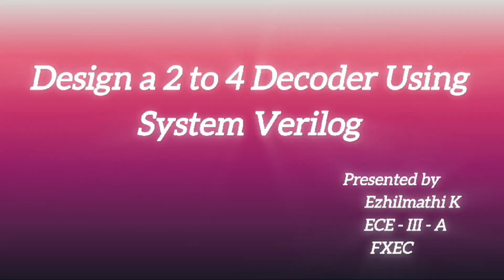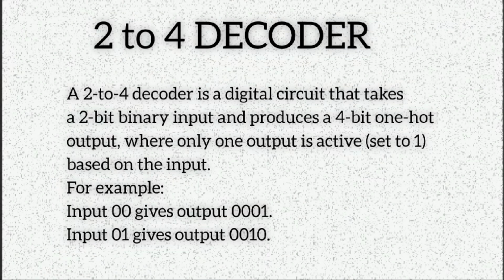I will be explaining a 2 to 4 decoder and how to simulate it using EDA Playground. First, let's understand the 2 to 4 decoder. A 2 to 4 decoder takes a 2-bit binary input and generates a 4-bit 1-hot output.